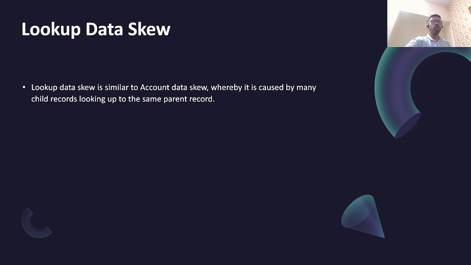Similar to account data skew, if you have custom lookup relationships in your org and a custom parent record is holding more than 10,000 child records, again this is similar to account data skew, and again it is going to cause you a lot of performance issues in your org.